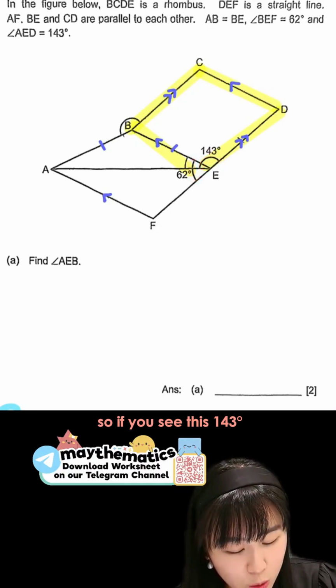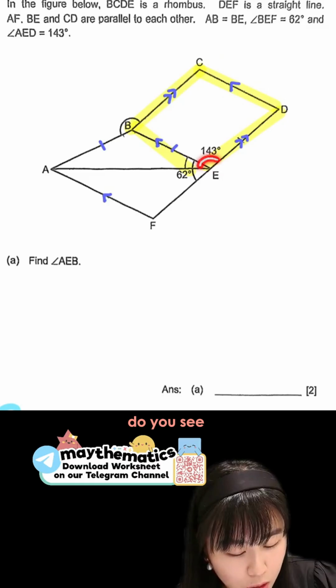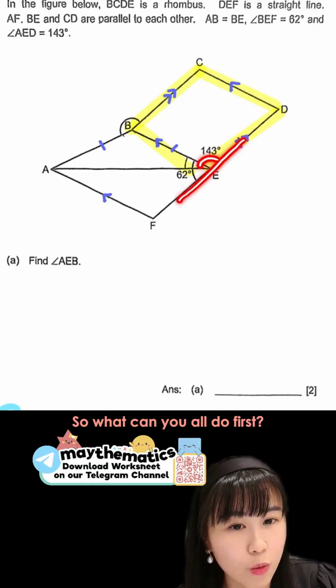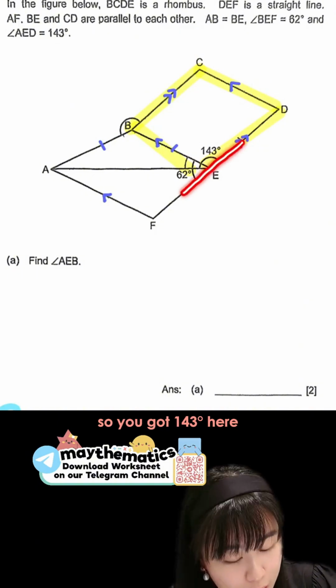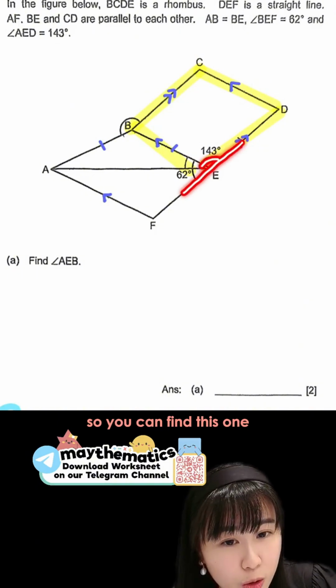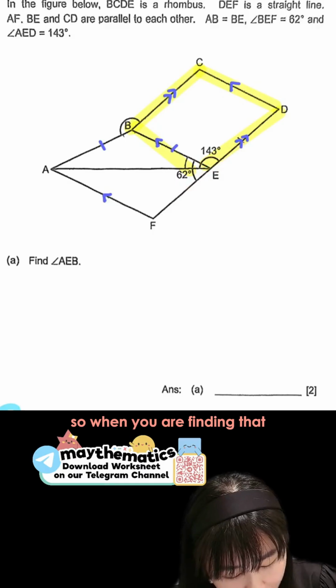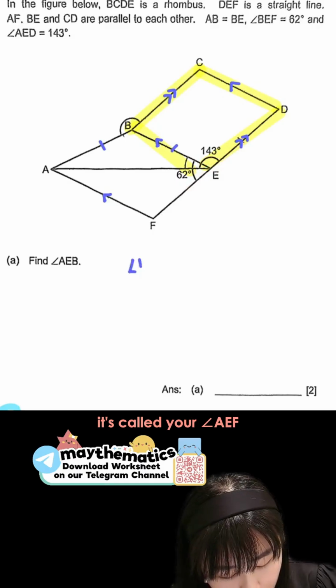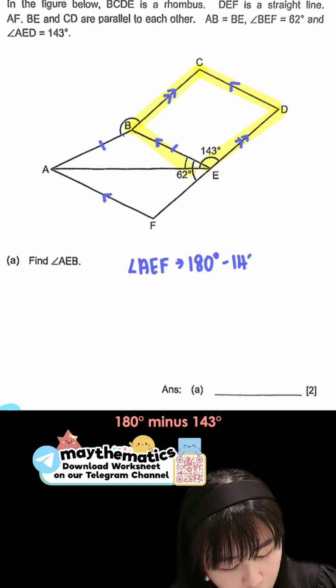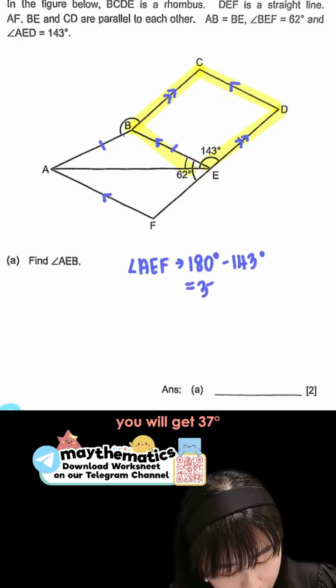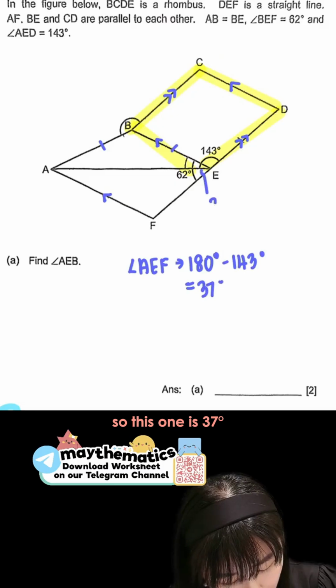If you see this 143, do you see angles on the straight line here? So what can you do first? Yes, this one is 180 on the straight line. You have 143 here, so you can find this one, which is called angle AEF. 180 degrees minus 143 degrees, you will get 37 degrees. So this one is 37 degrees.